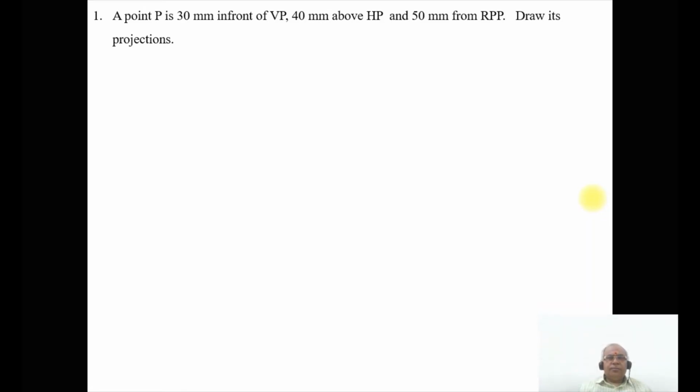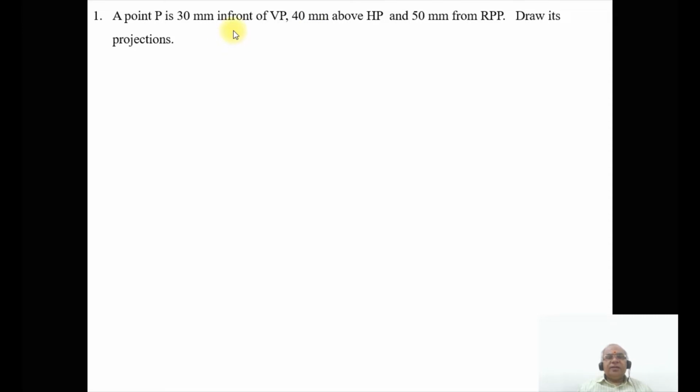Now, in this video, we're going to take up a problem on projections of points. First, we're going to consider a problem. A point P is 30 mm in front of VP and 40 mm above HP and 50 mm from RPP. Draw its projections. So when you take up this problem, how do we identify which quadrant the problem falls in?